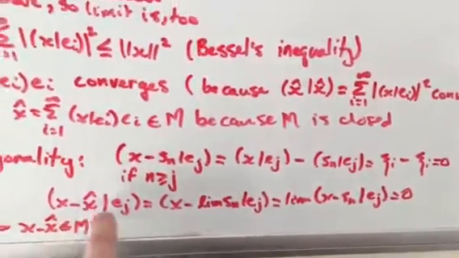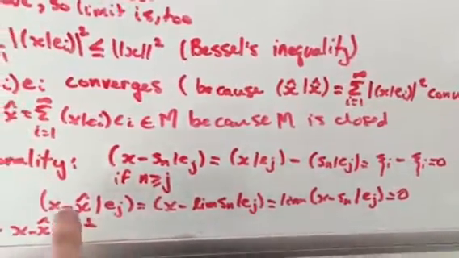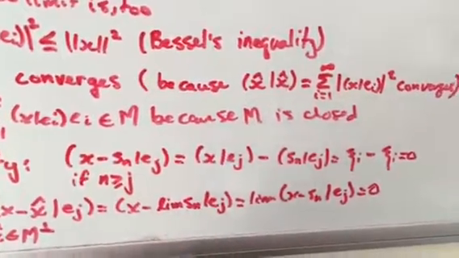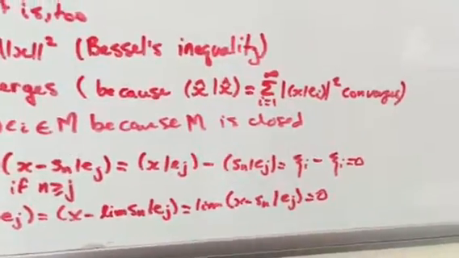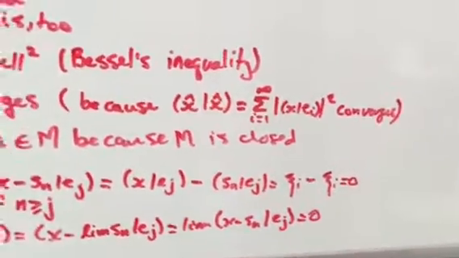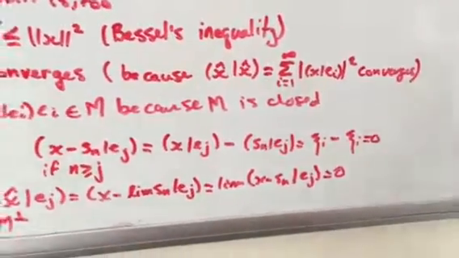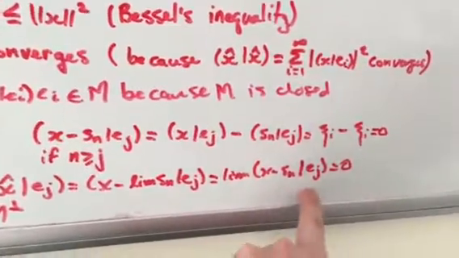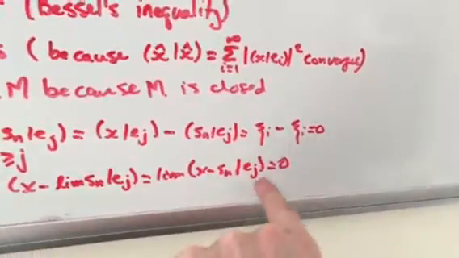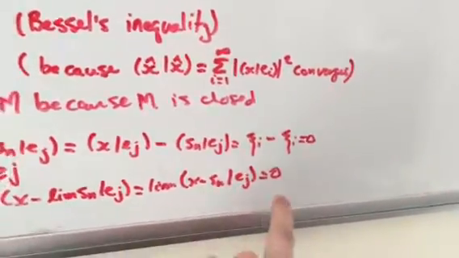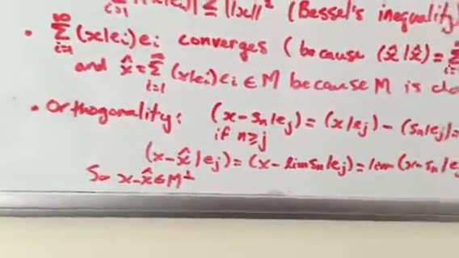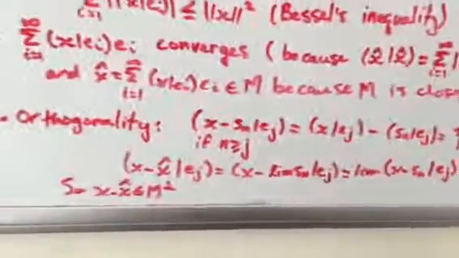And so we can take advantage of the continuity of the inner product. So the inner product of x minus x hat with e sub j is equal to the inner product of x minus the limit as n goes to infinity of S sub n, with e sub j. We can pull out the limit, so we end up getting the limit of the inner product of x minus S sub n with e sub j. And we know that the limit of this, since our j is fixed, is going to be equal to 0, because eventually our n will be large enough that we are picking up this xi j. And so we can conclude that x minus x hat is an element of the orthogonal complement of our subspace M.